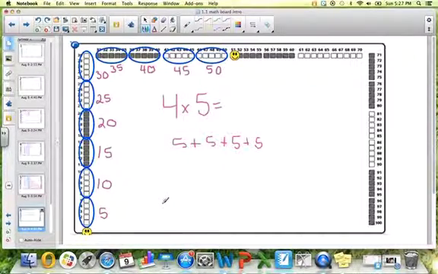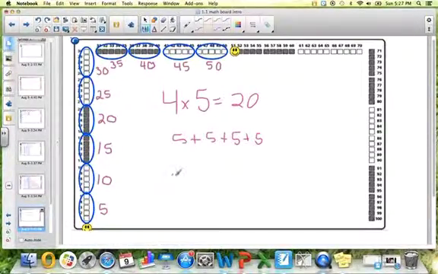So get your fingers out, and whatever number you're going to multiply 5 by, you use your fingers to help you count by 5's that many times. So now let's count again. 5, 10, 15, 20. And hopefully you have 4 fingers up. So we know that the answer to 4 times 5 is 20, because all we did was just count there. Super easy.